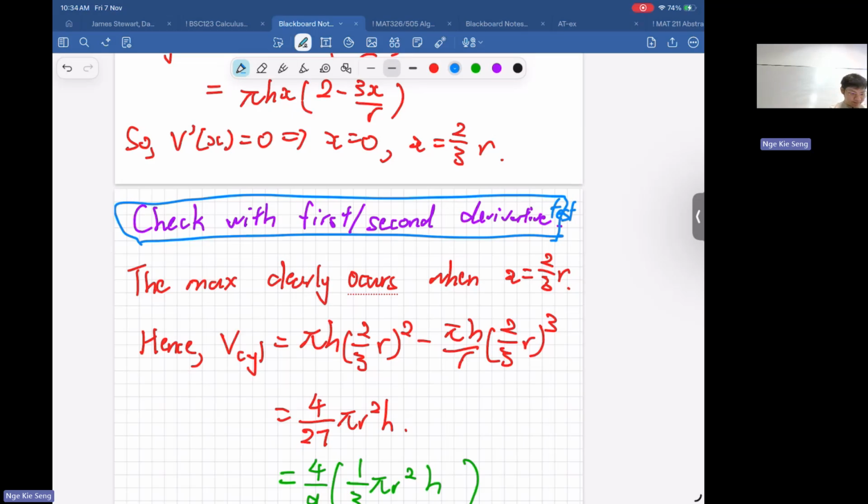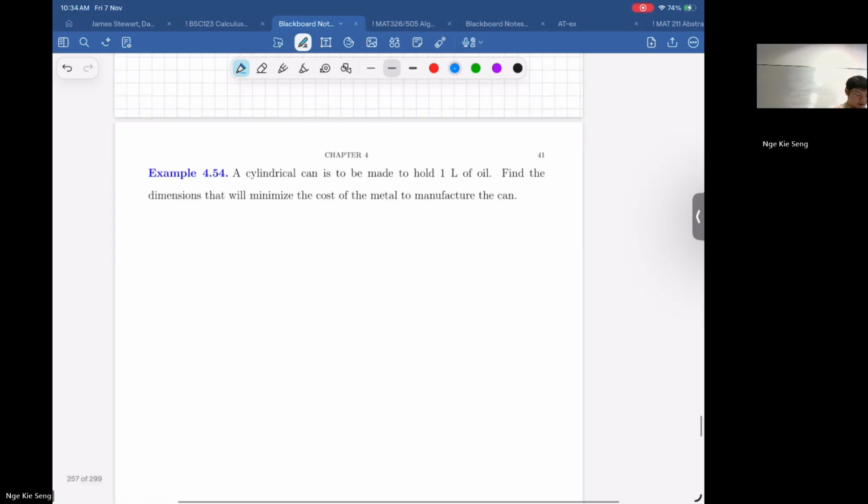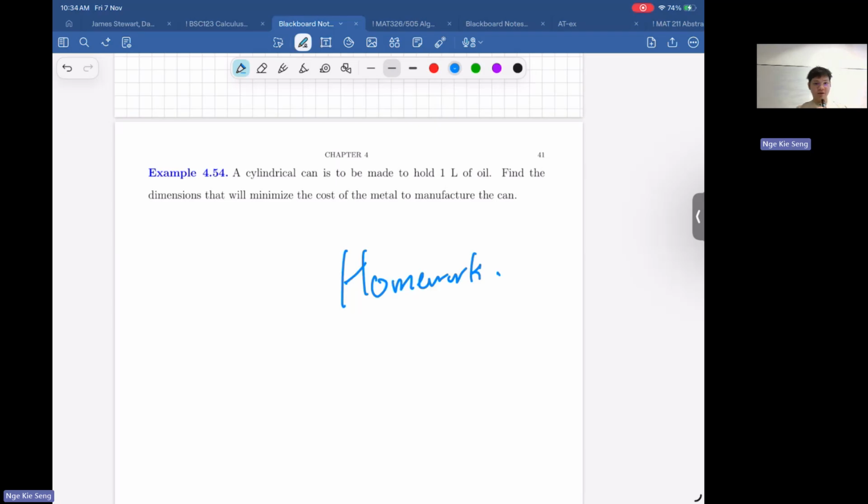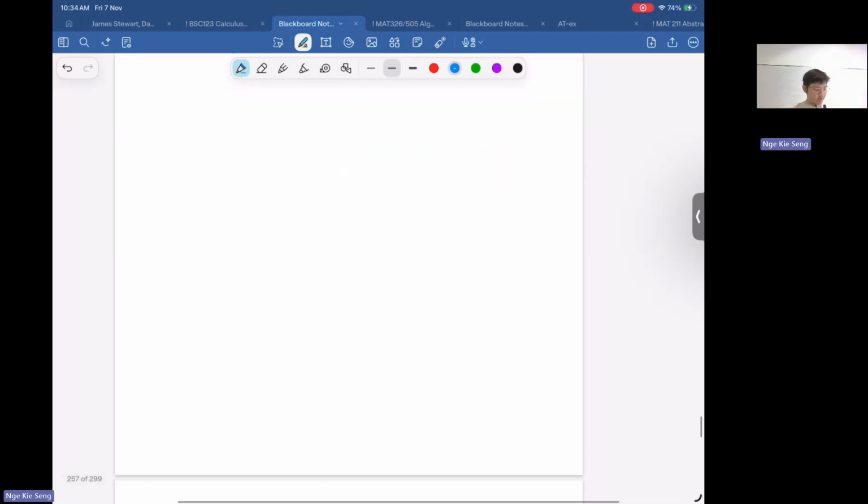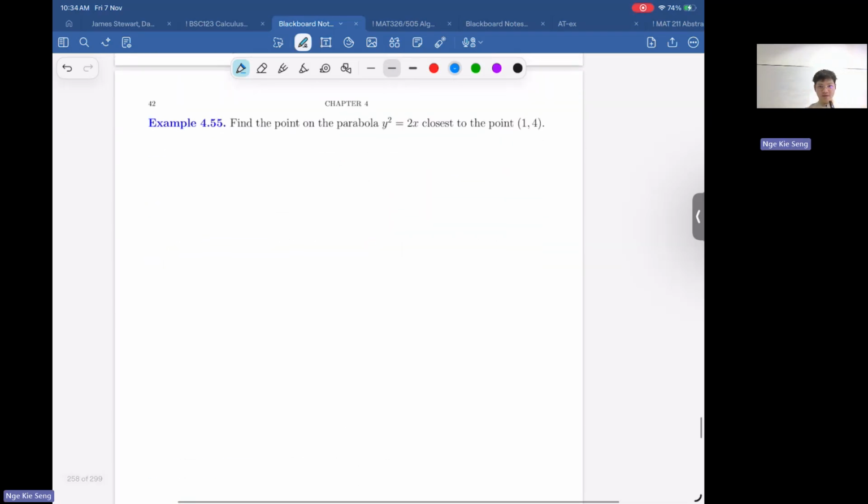Okay, continue. How about we skip this? This is a very similar question to the one just now, which is about the volume of some cylinder. Let's skip this. I'll provide the solution, and you can try and work it out. Let's do the next one, a more interesting one.